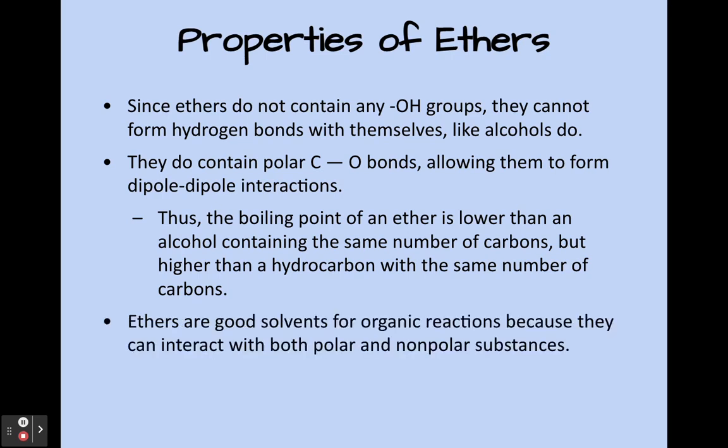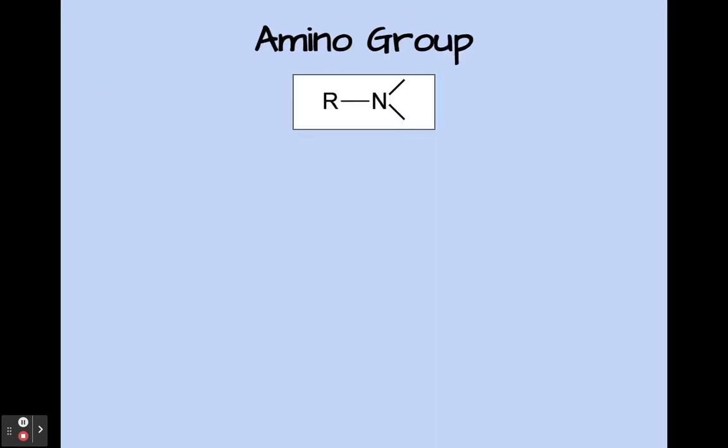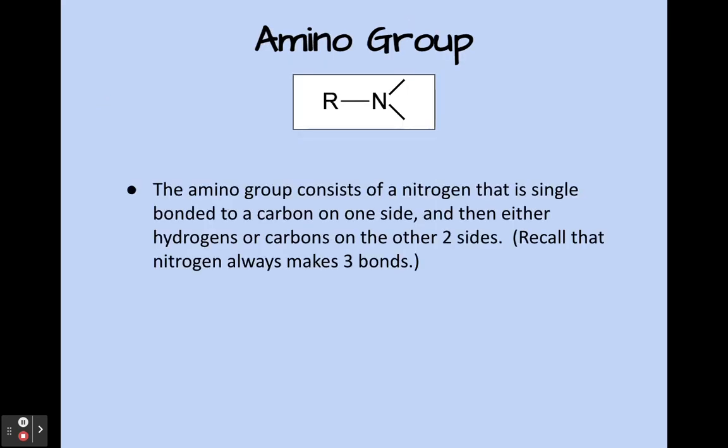Ethers are good solvents for organic reactions because they, like the alcohols, can interact with both polar and nonpolar substances. Okay, our next group is the Amino Group. This consists of a nitrogen single bonded to a carbon or a hydrocarbon chain on one side. And then over here on the other side, there may be hydrogens or there may be more carbon chains.